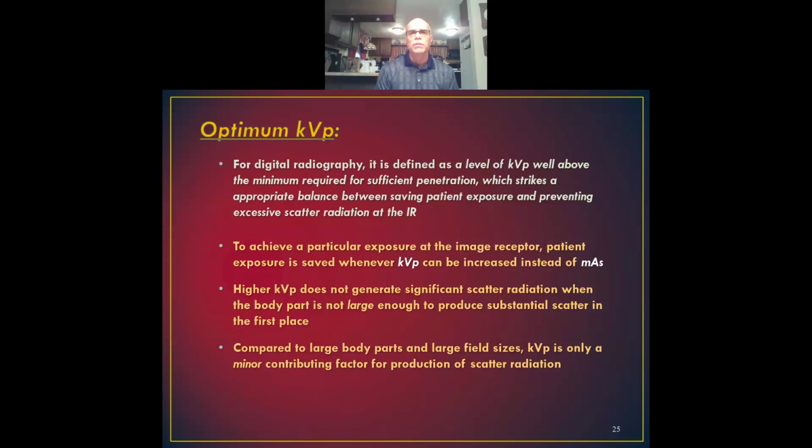As we increase our field size, open up our collimation, what is it actually doing? It's using more of those off-focus x-rays. We're getting further away from the central ray, and that angle is going to cause you to have more scattered events to occur.